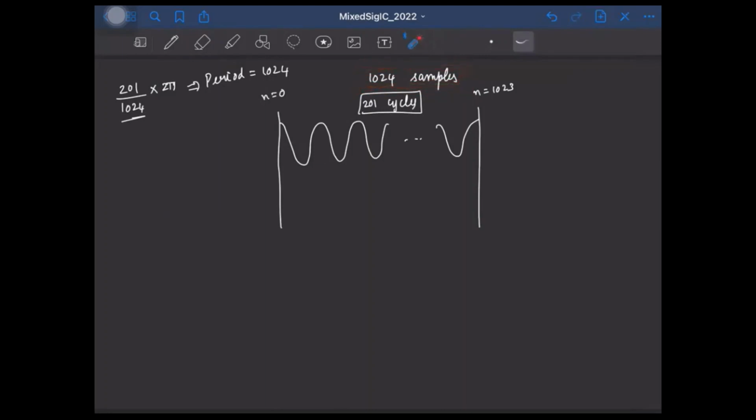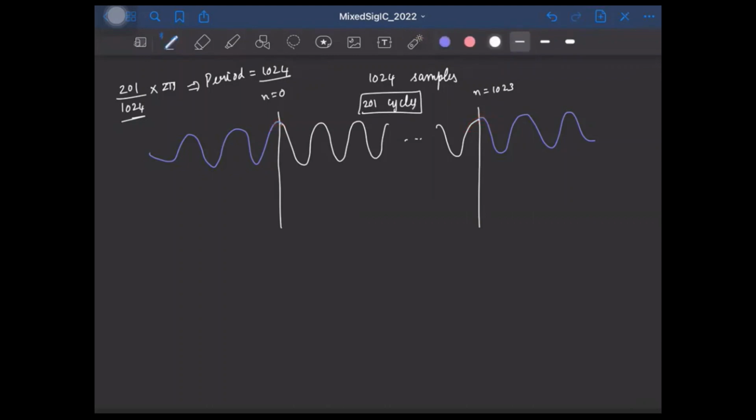So what it will assume is that we have the same signal repeating after and before. So we'll have the same signal going like this, and for this periodic signal, it computes the spectrum. Since in this case the period of the signal is also 1024, we'll have a smooth sinusoid going like this.